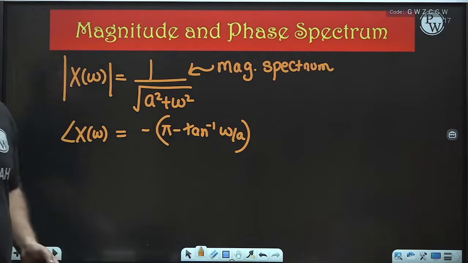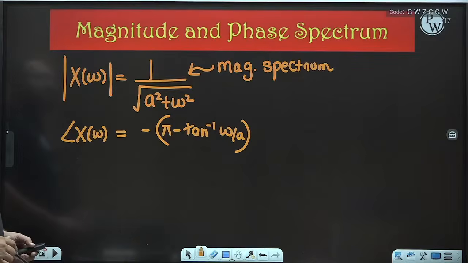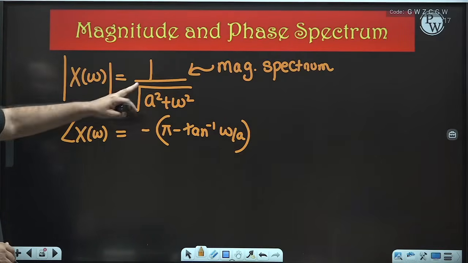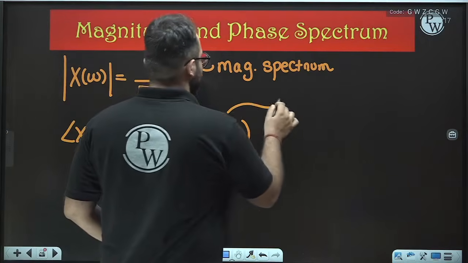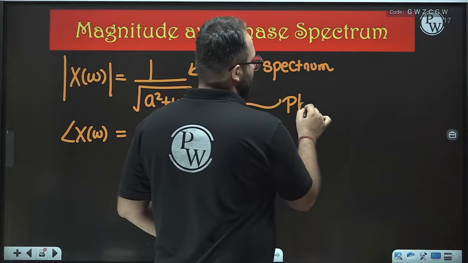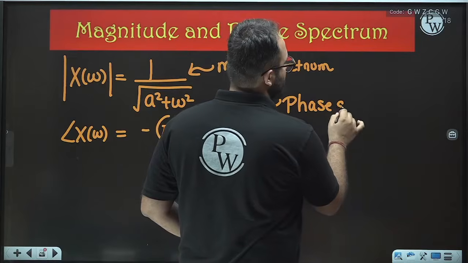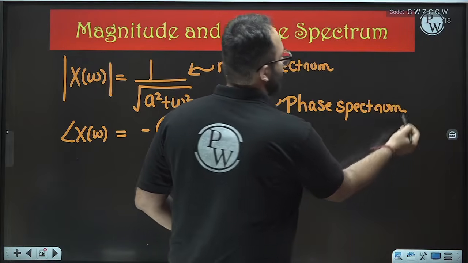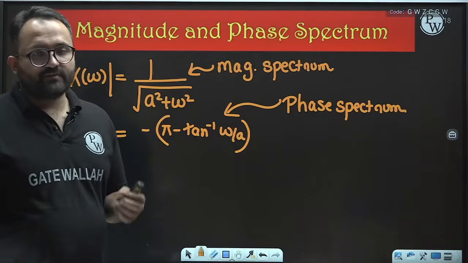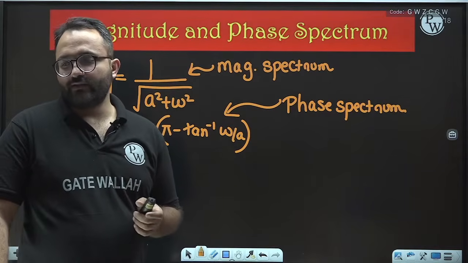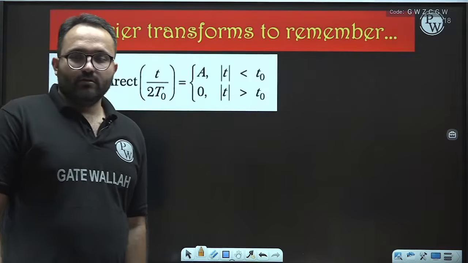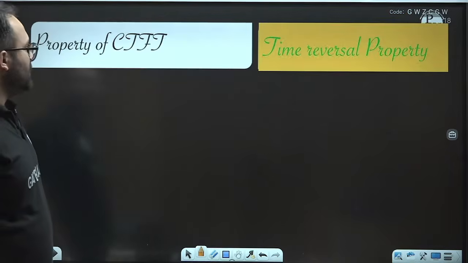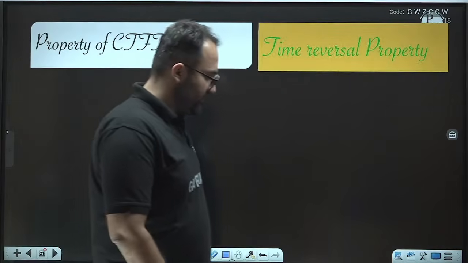Great. Now, we have found the Fourier transform of this signal. We have seen what is magnitude spectra and what is phase spectra. Magnitude spectra is the magnitude of x omega, and phase spectra means simply find out the phase of x omega. Okay, now let's move on to the properties of the Fourier transform.